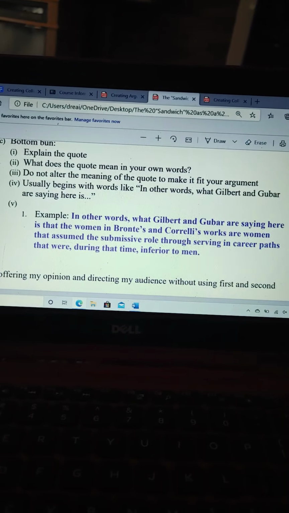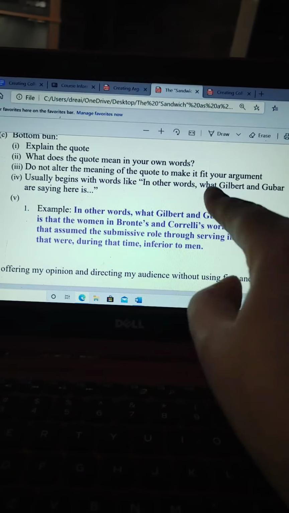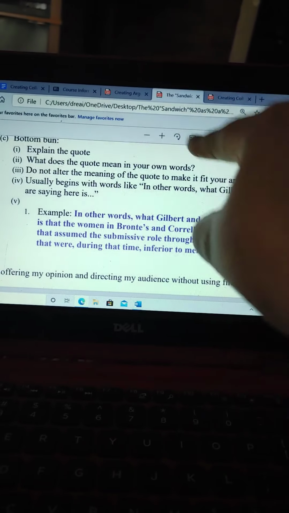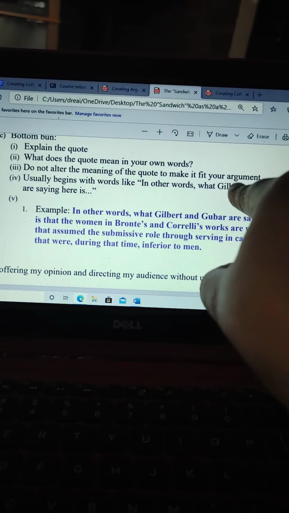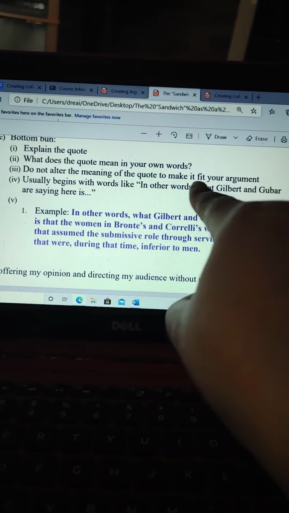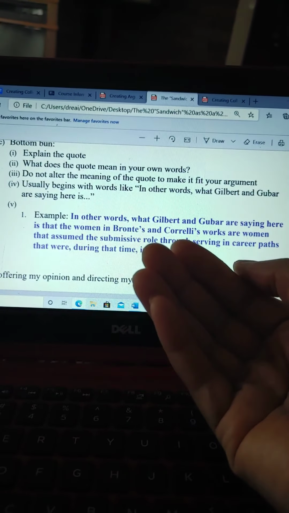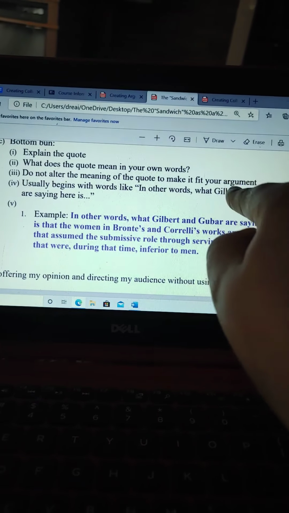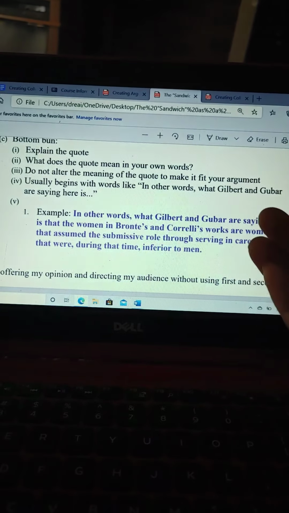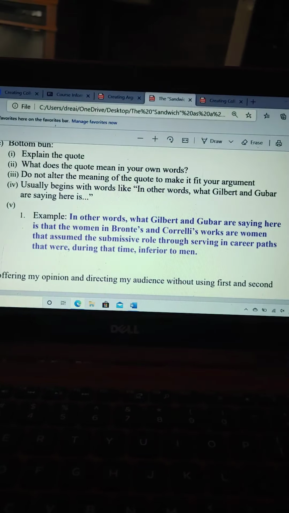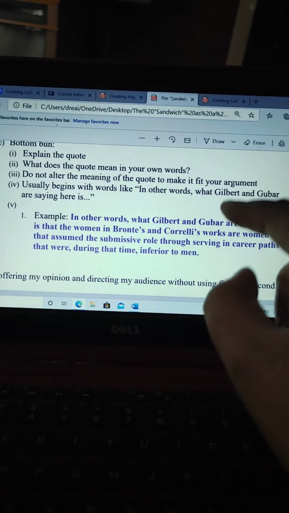Basically, what they're saying here is, but you want to make sure that when you're saying "in other words," directly after that, you need to put the author there. So, in other words, what Gilbert and Gubar are saying. Whoever the author is of your quote, put their name here. Now, while this may seem very unimportant, it helps with the fluidity of your paper.